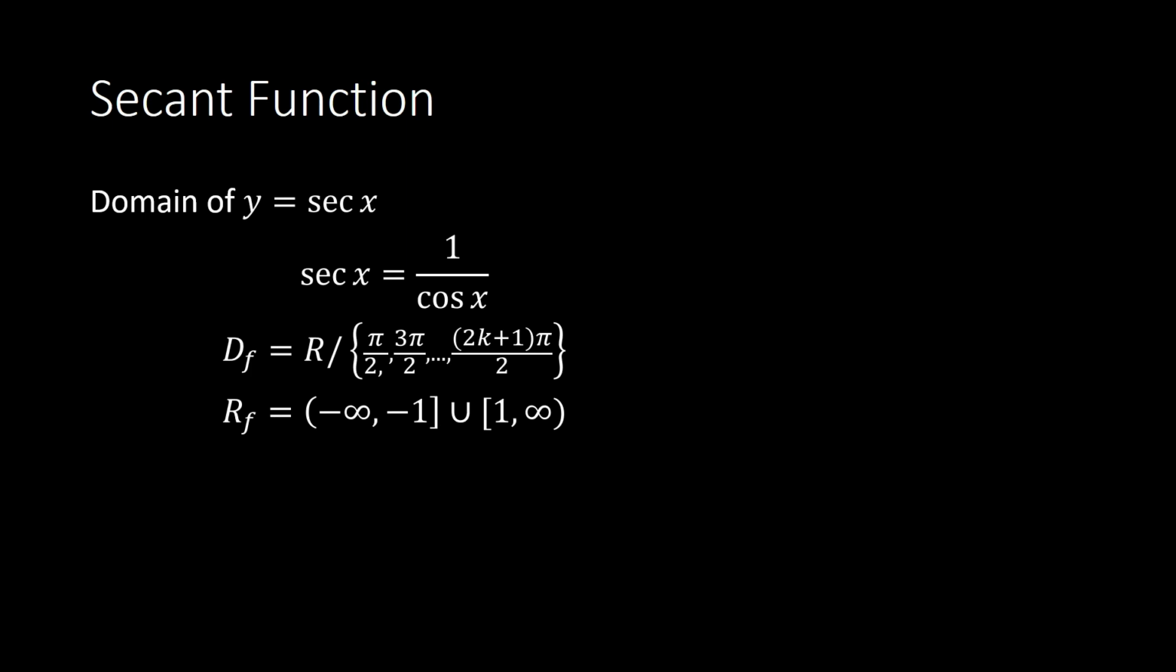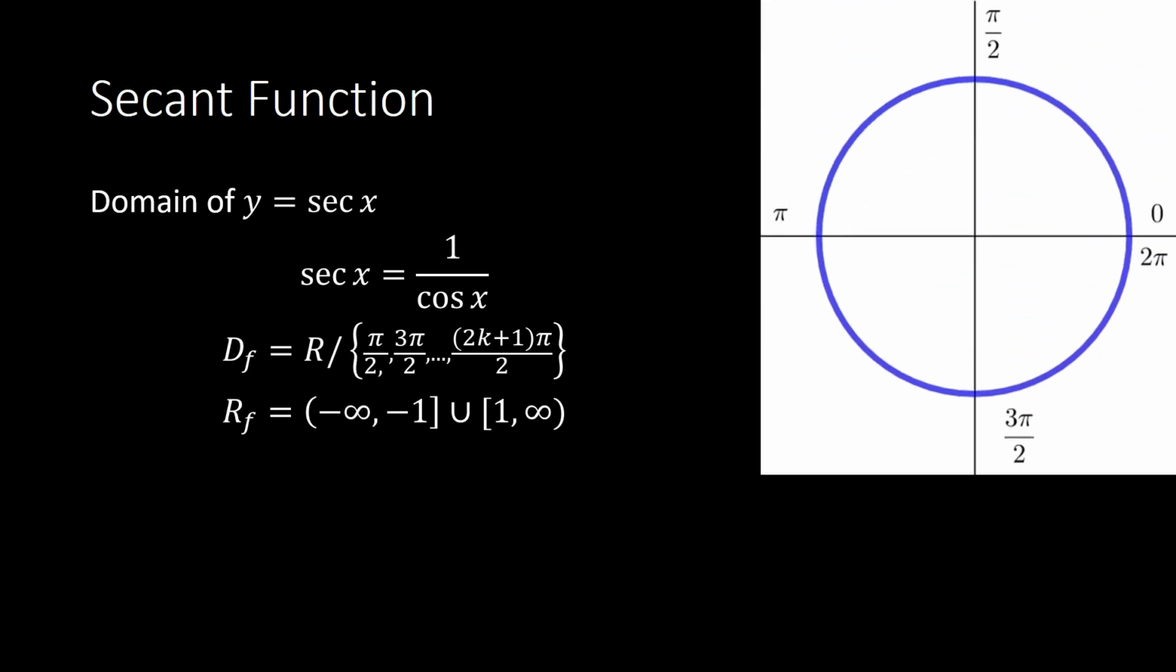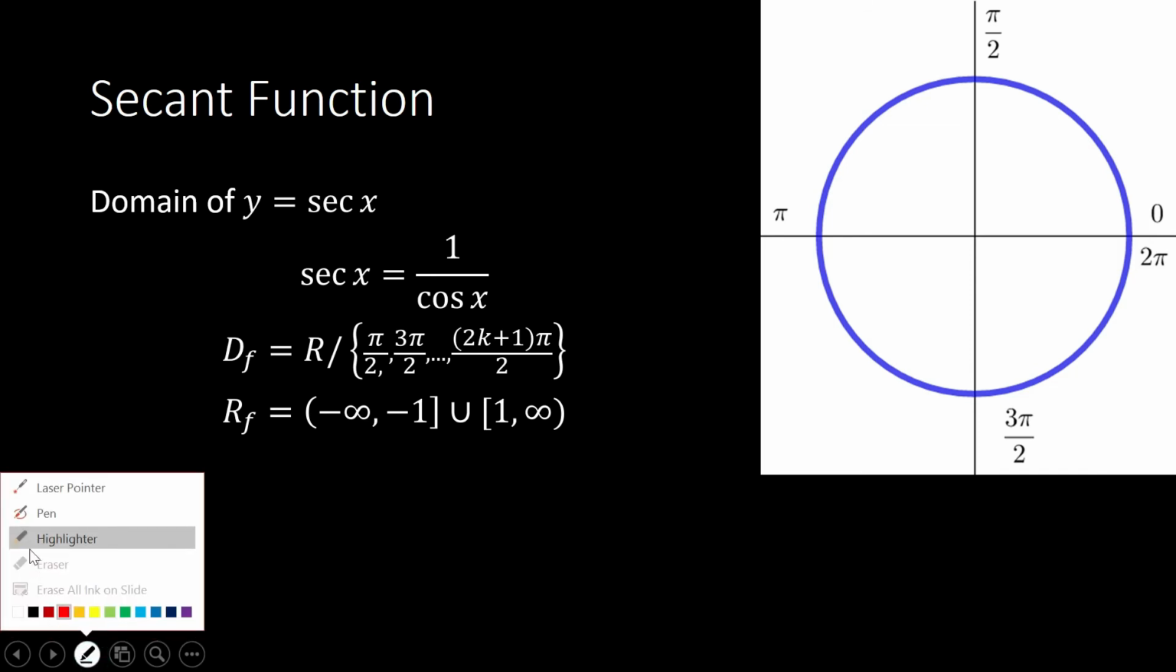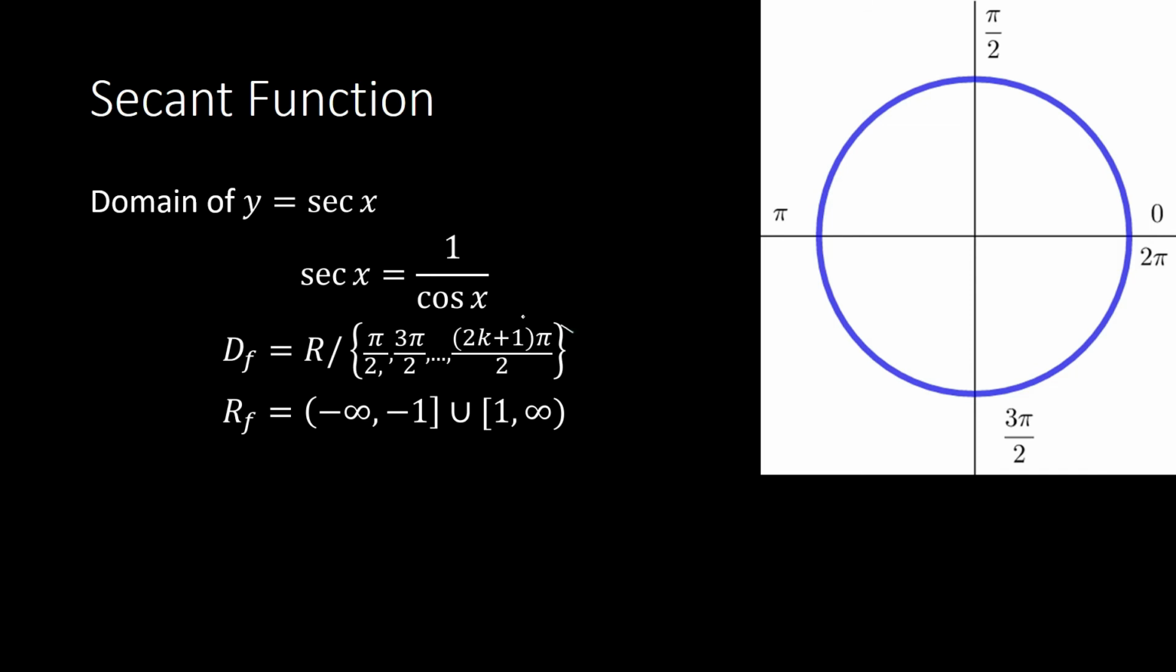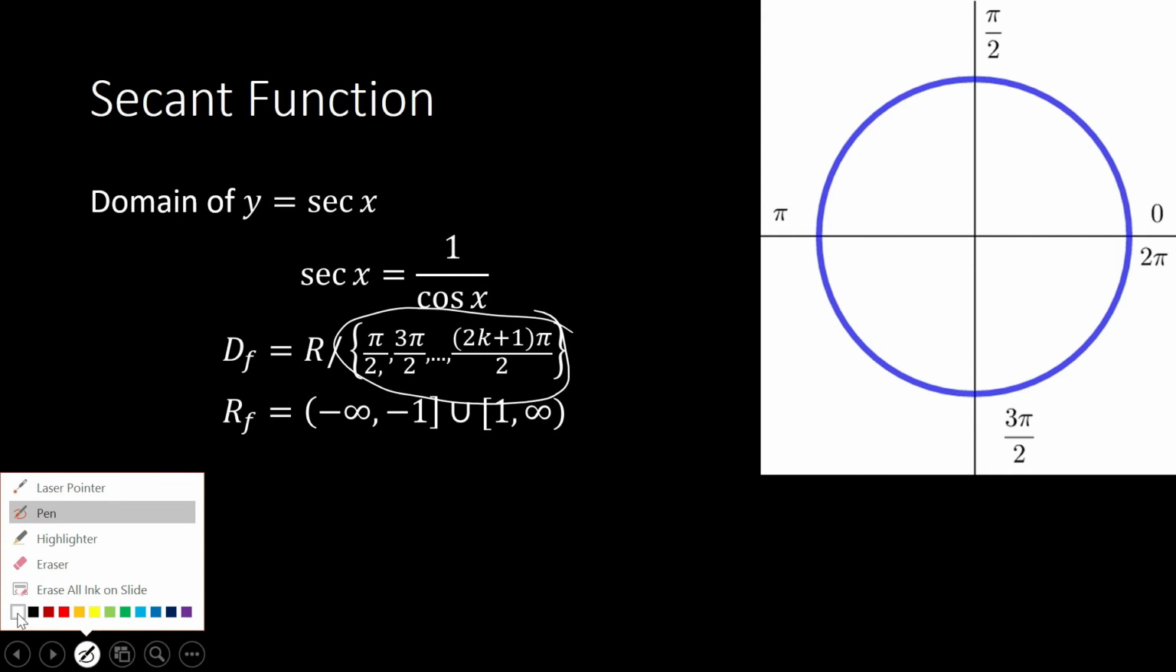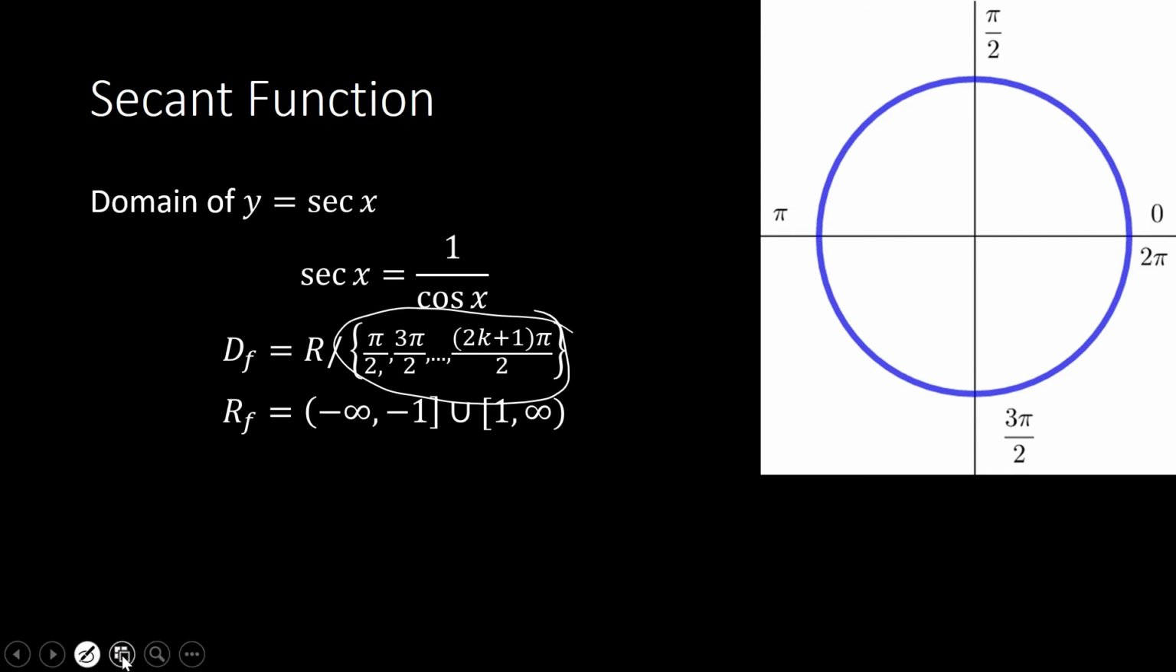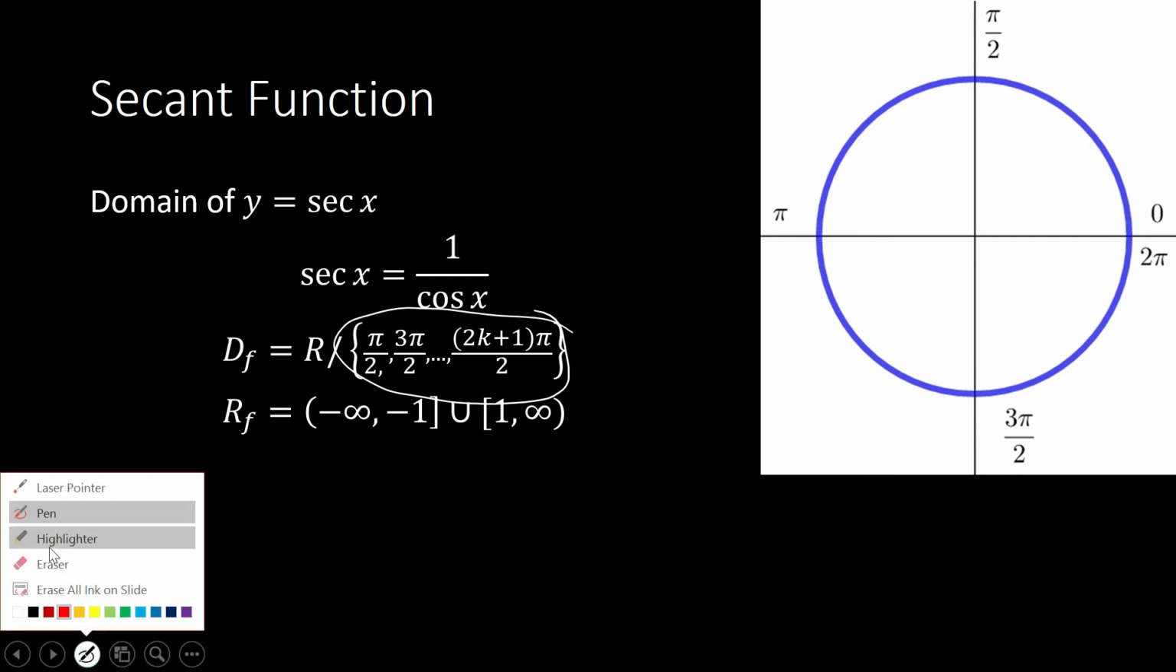We have to go back to the graph. And of course, I doubt that most students can easily recall the graph of the second function. Again, let us look at the domain. Why is it that the domain of the second function, y equals secant of x, does not include pi over 2, 3 pi over 2, 5 pi over 2, and so on, the odd multiples of pi over 2? Again, we have to go back to our unit circle.